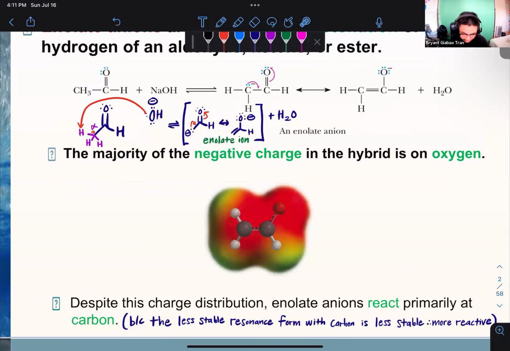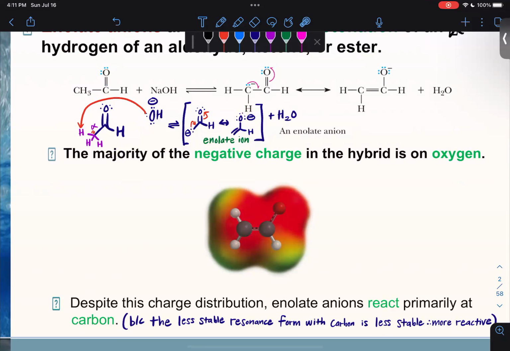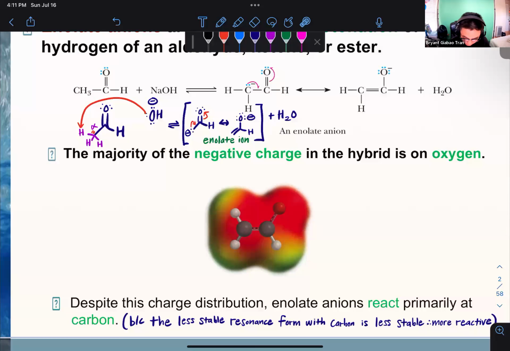And the reason why is because, which structure is more stable? Is this structure more stable, or is this structure more stable? Is it the first one? Which one is more electronegative, carbon or oxygen? Yeah, oxygen is more electronegative, so it's better able to hold its negative charge. So this one is more stable, which means it's less reactive. And since this one is less stable, it's more reactive, which is why this carbon here is the nucleophile, since it's more reactive and less stable.